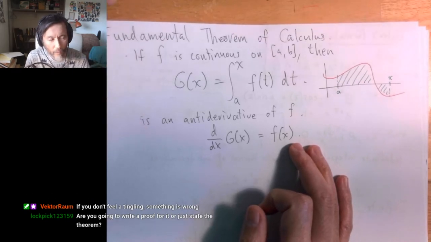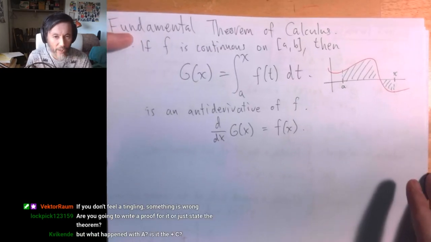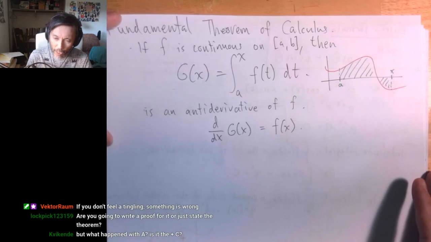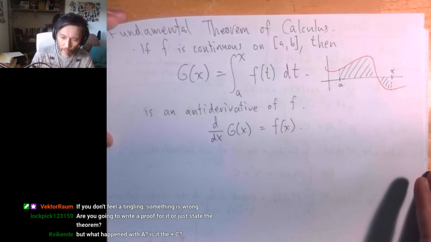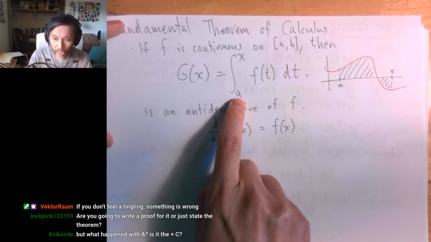Forget the proof. Anybody can read the proof on the internet or in their calculus book. What happened with a? Is it the plus? Oh, very good. This a here, you mean? This a?